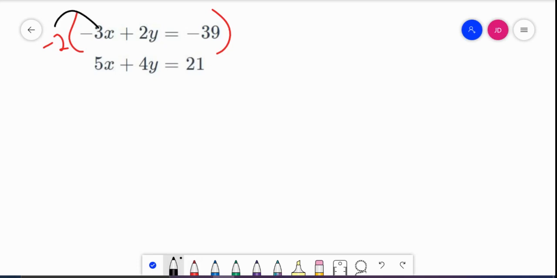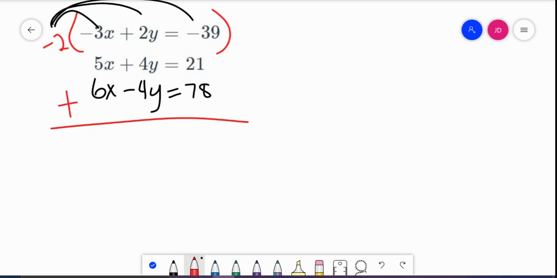So you have negative 2 times negative 3x is positive 6x. Careful with the signs. Negative 2 times positive 2y equals negative 4y. That's what we're going to get to cancel. And negative 2 times negative 39 is positive 78. All right. Combine these, add these together. Now my y's cancel. 5x plus 6x is 11x. 21 plus 78 is 99. Okay. Divide both sides by 11. And you get x is 9.